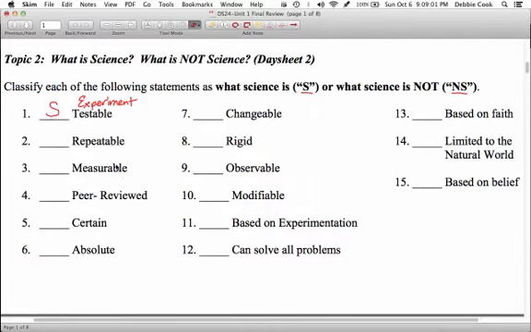Number 2 is asking whether or not science is repeatable. And we've talked about this previously. A good experiment has a number of things that it has to meet in order to be considered valid or a good experiment. One of those things is that if I do the experiment and somebody else does the experiment, we should be able to get similar data every single time.